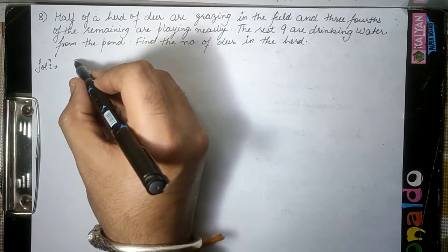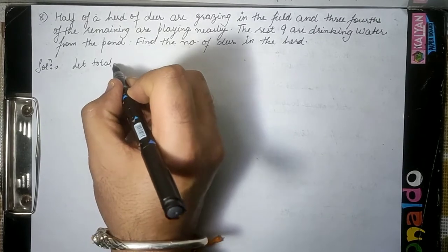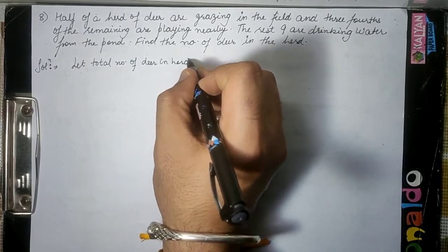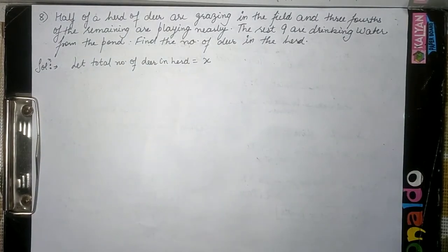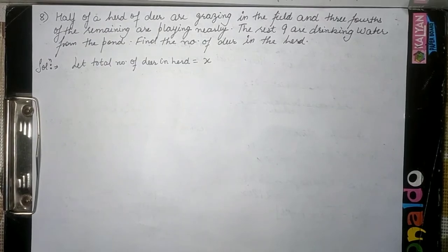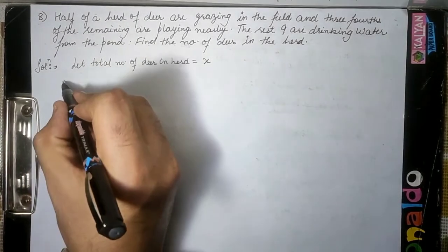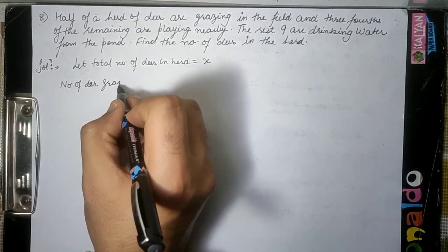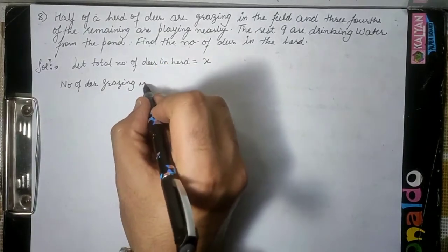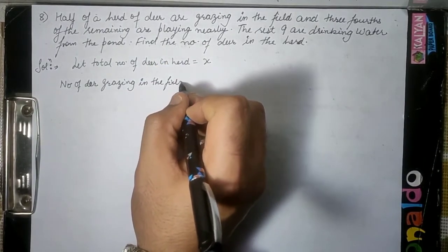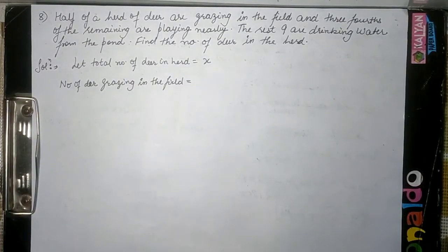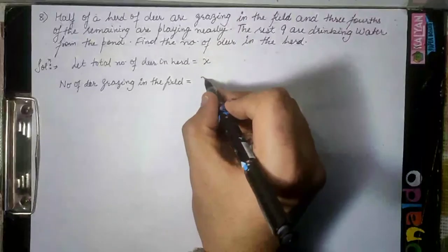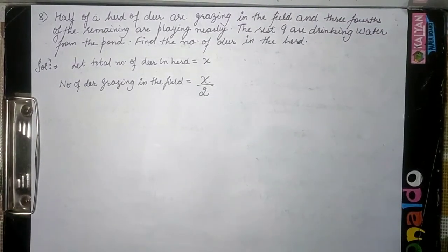So first of all, let us suppose, let total number of deer in herd be equal to x. Now it is given half of the herd of deer are grazing in the field. So number of deer grazing in the field, it is given that half of the total deer are grazing. So if total deer is x, what will be the half of this? This will be x by 2.